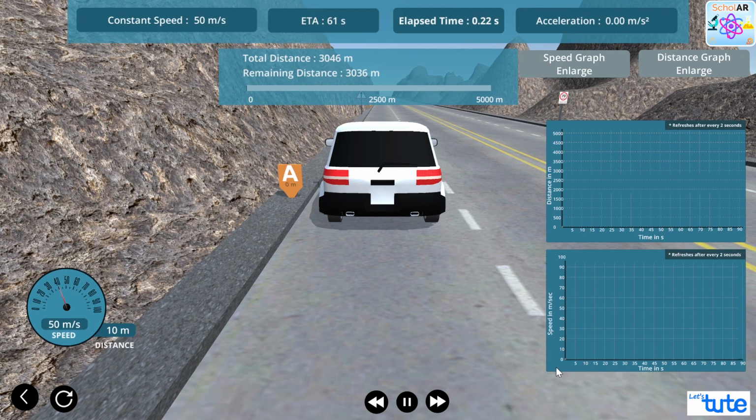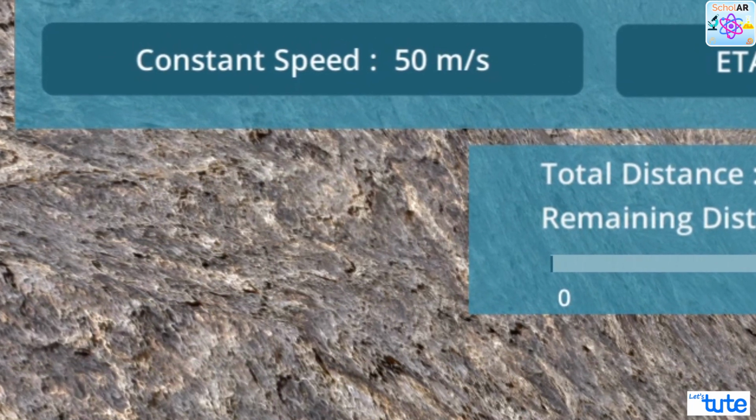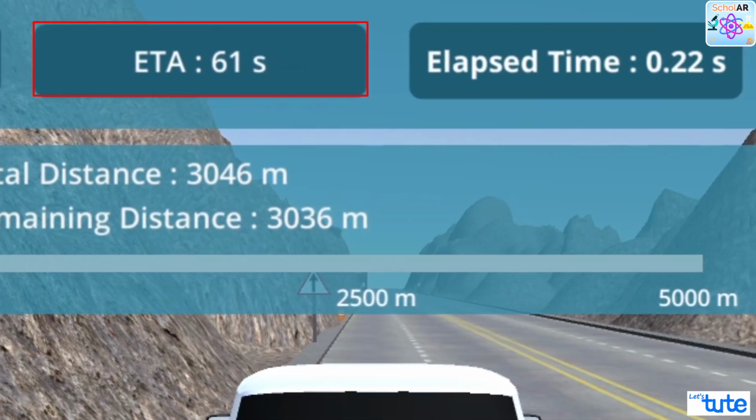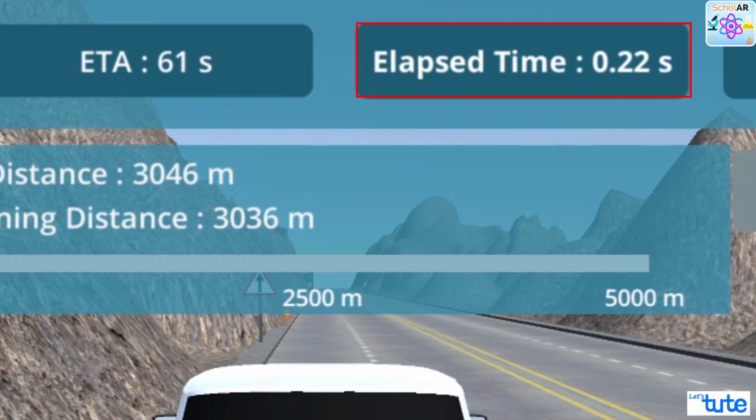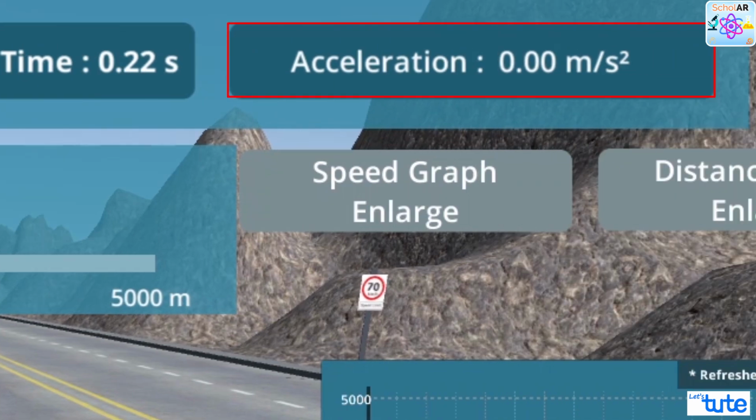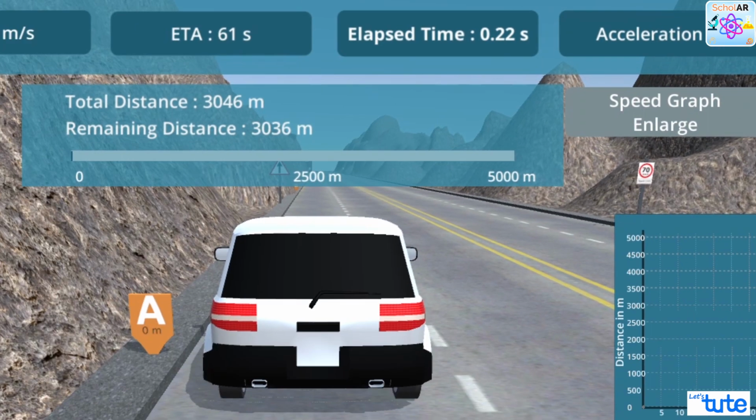Now on the screen, we can see our car on the road and few tabs. At the top, you can see average speed, which is 50 meters per second, and ETA, which is nothing but the estimated time of arrival. Time. This tab will show you how much actual time you have taken to cover the distance and the acceleration. Below this, we can see the distance tab. The total distance that we need to cover is 3046 meters.